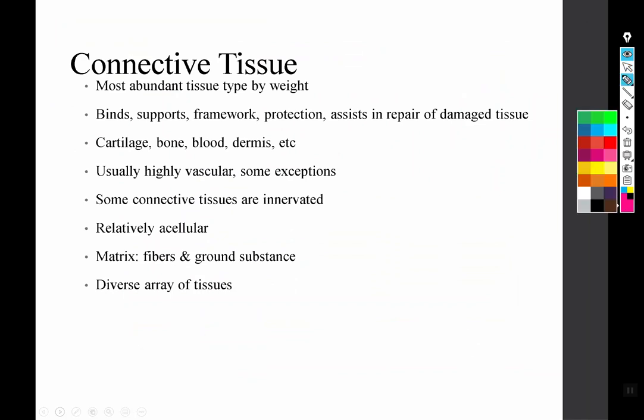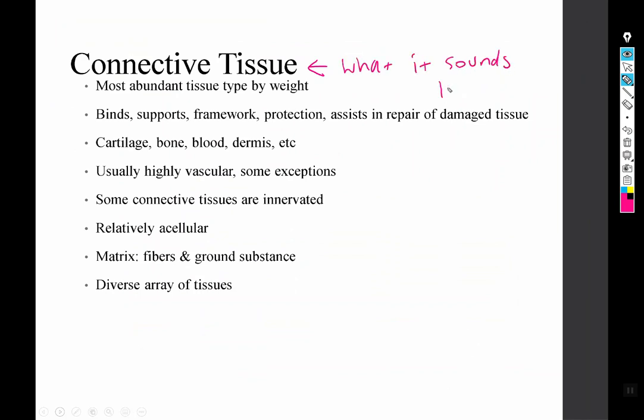So connective tissue is really what it sounds like, which is the kind of glue or structural scaffolding and support that sticks our parts together and also that forms the structural components of our body. So functionally, it is going to bind, support, provide a framework. So let me give you some examples of each of those in their individual capacities.